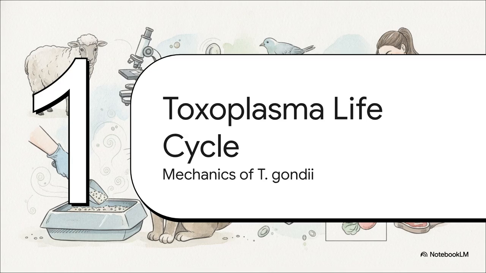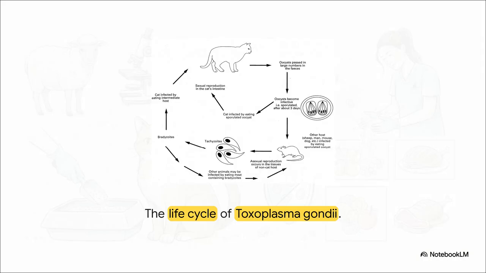Section 2, the Toxoplasma life cycle. Let's unpack the mechanics of how this parasite actually survives and spreads in the environment. It's kind of like a bizarre biological relay race. Cats, acting as the definitive host, usually get infected by eating intermediate hosts, like mice or birds, that already have tissue cysts in their muscles.